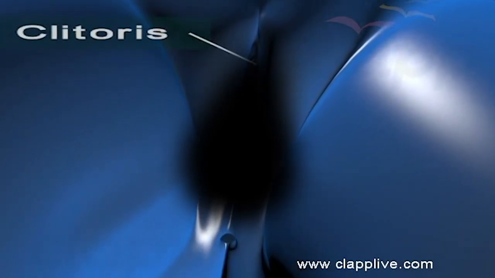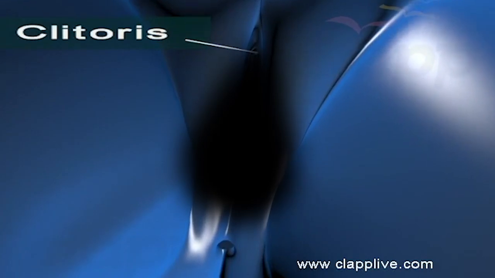The labia minora are a pair of hairless fleshy folds of tissue inner to the labia majora that surround the vaginal opening. The clitoris is a small solid erectile organ that lies at the anterior junction of labia minora. This is homologous to the penis.